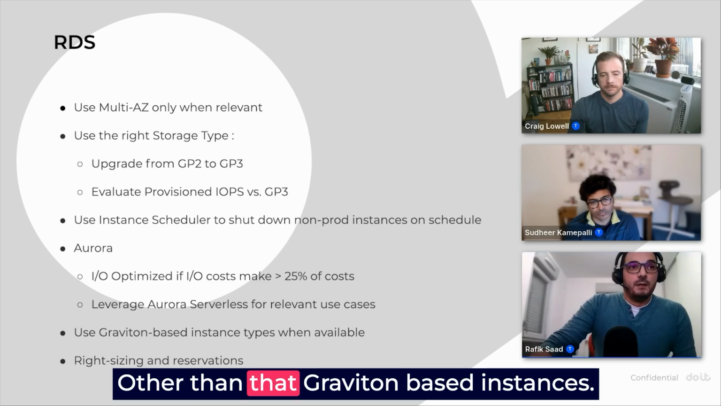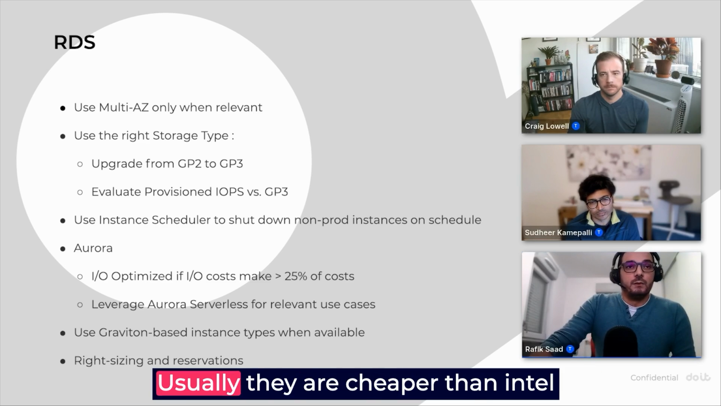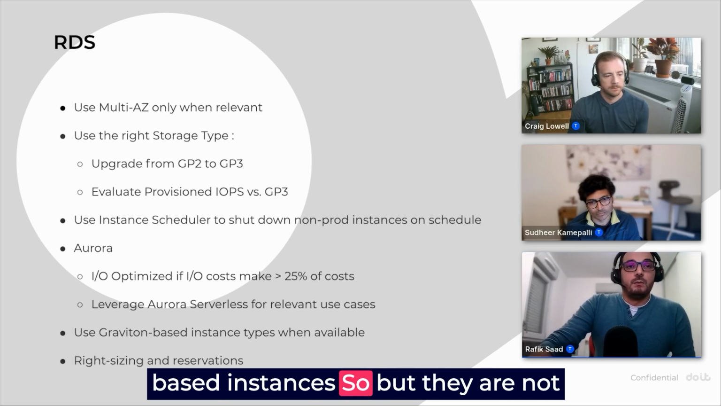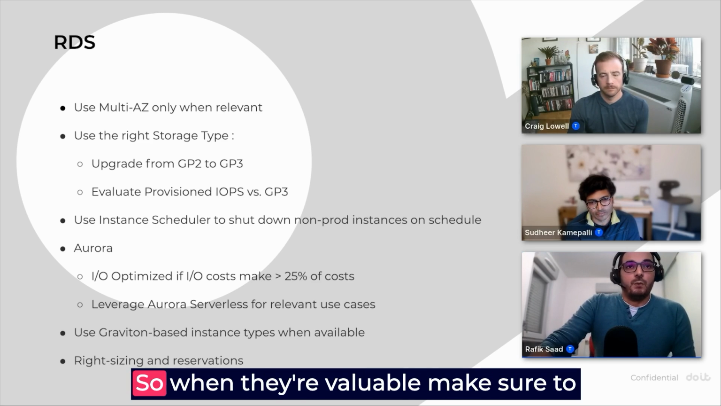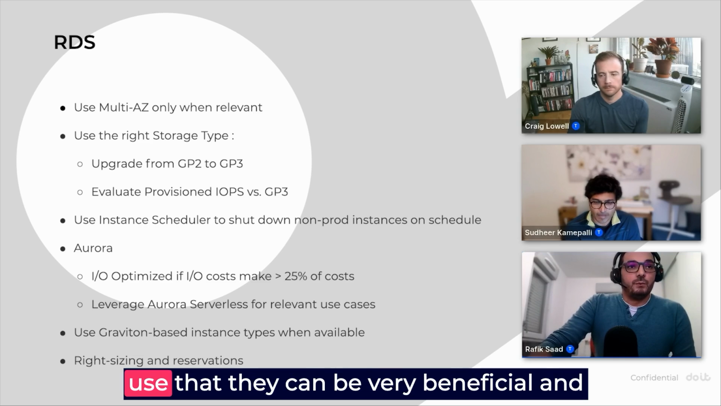Other than that, Graviton-based instances are usually cheaper than Intel-based instances. But they are not available in all regions, or in all versions. So when they are available, make sure to use them. They can be very beneficial.